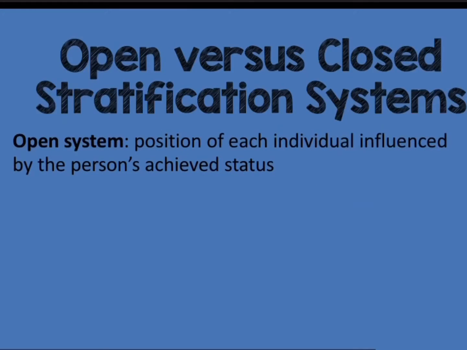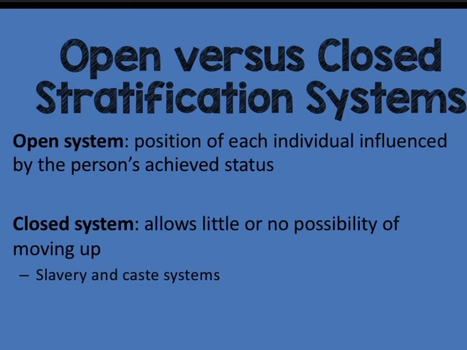Okay, and here are some terms to let you know a little bit more about how to differentiate between types of stratification systems. So in America, we like to believe that we have an open system, which means the position of each individual is influenced by the person's achieved status. So you can achieve it. People are mobile. That is not a rigid system or a rigid hierarchy, so you can actually move between the different levels. A closed system, on the other hand, allows for very little social mobility. Slavery would apply here. Caste system would apply here as well.